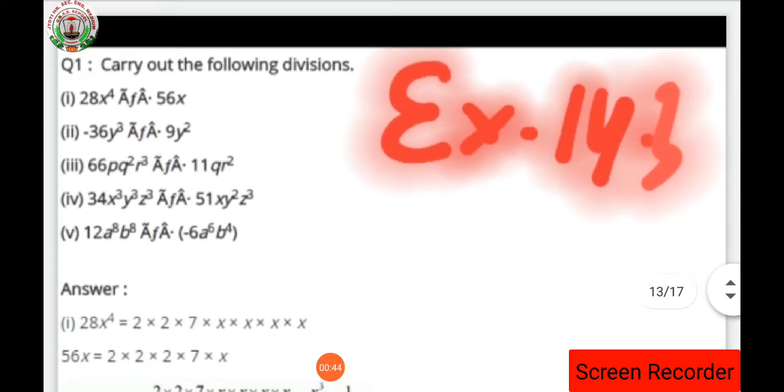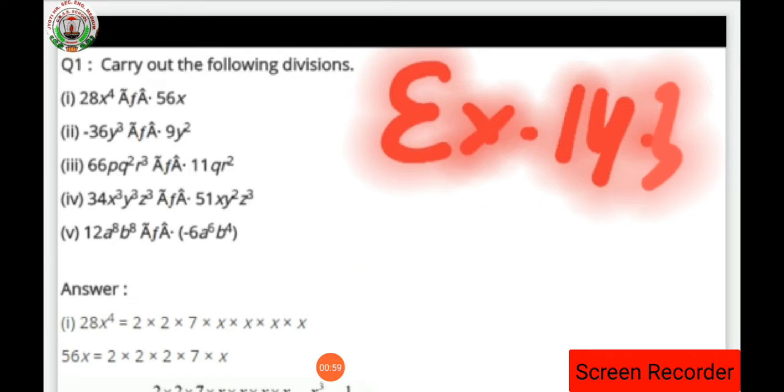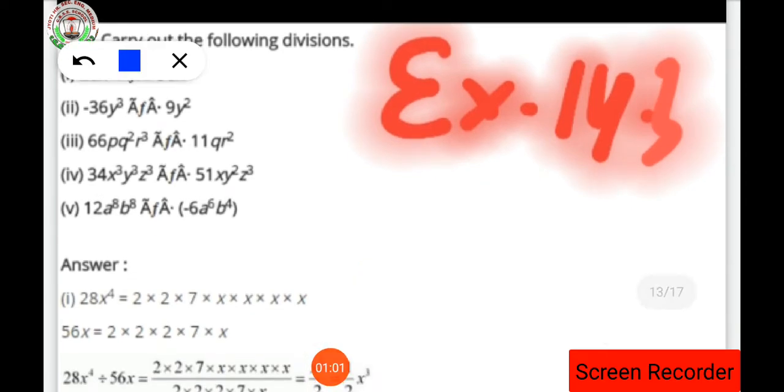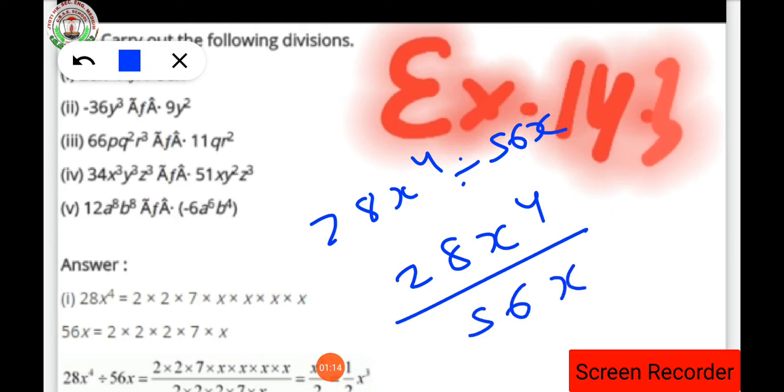So dear students, here is the question we are having: 28x to the power 4 will be divided by 56x. So you can directly divide it. Suppose how to divide, that is 28x to the power 4 divided by 56x. So 28x to the power 4 upon 56x, can we divide?